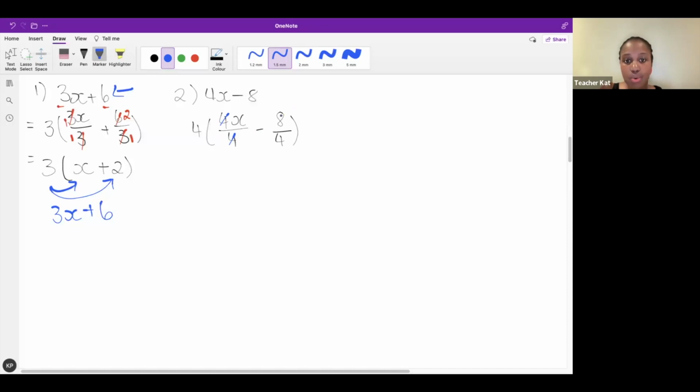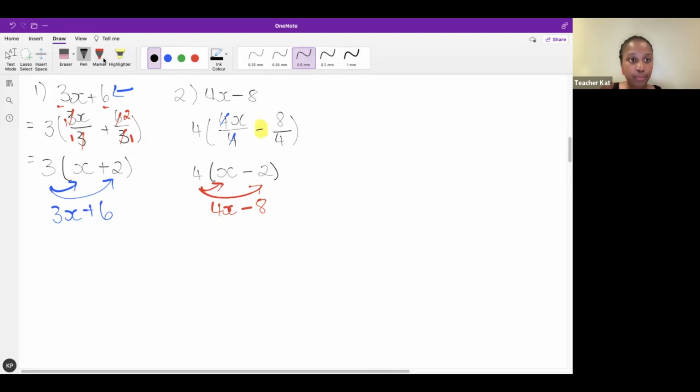And for the second one, what is 8 divided by 4? Negative 2, because there's a negative here. So I'm left with an x here. I have a negative because there was a negative over there, and a 2. So what I should actually be saying is, what is negative 8 divided by 4? Because the signs will affect your answer. And once again, if you go times back in, that is 4 times x, which is 4x, and 4 times negative 2, which is negative 8.